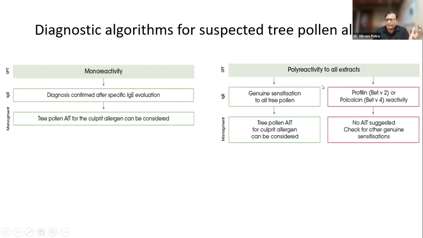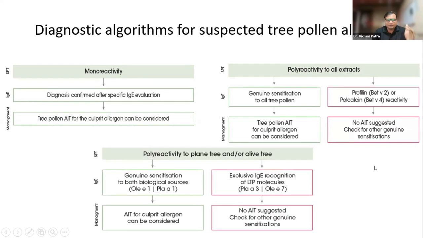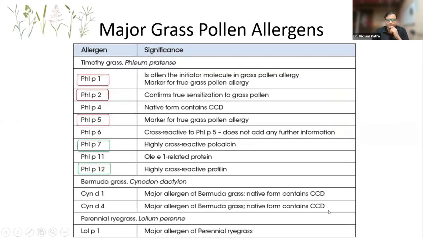But in polyreactive patients, if these pan allergens come positive like Bet v 2, Bet v 4, then no AIT is suggested in such cases. Given an example, polyreactivity to plane tree and olive tree: if Ole e 1 and Pla a 1, these genuine signature molecules are positive, then we have to go for AIT. But if the LTP molecules like Pla a 3, Ole e 7 are there, then AIT is not recommended.